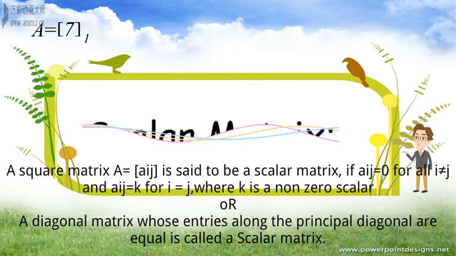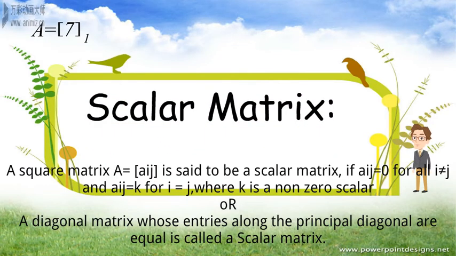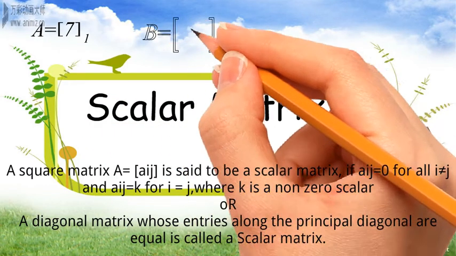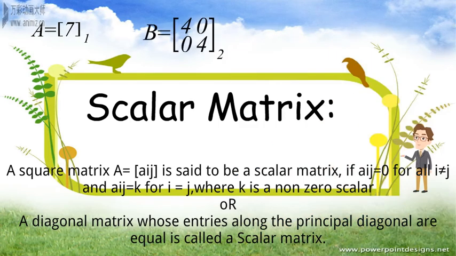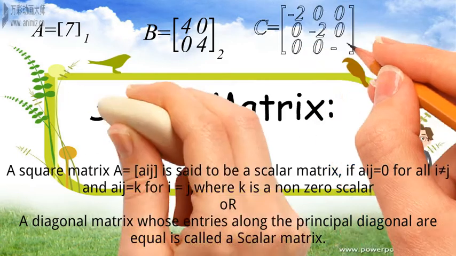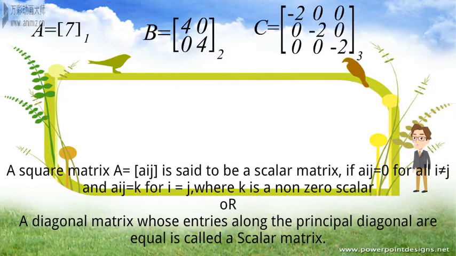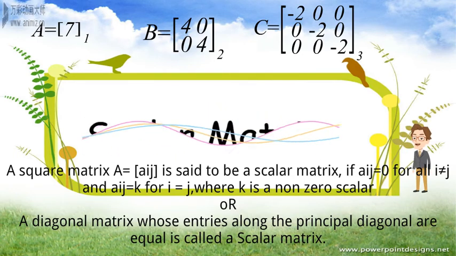A square matrix A = [aij] is said to be a scalar matrix if aij = 0 for all i ≠ j, and aij = k for i = j, where k is a non-zero scalar, or a diagonal matrix whose entries along the principal diagonal are equal is called a scalar matrix.